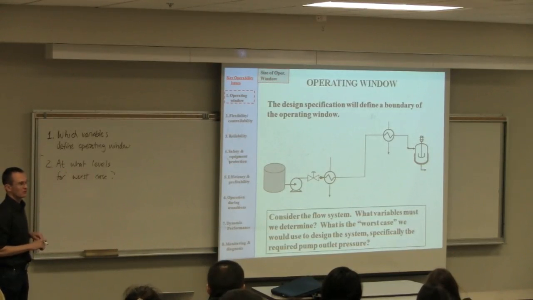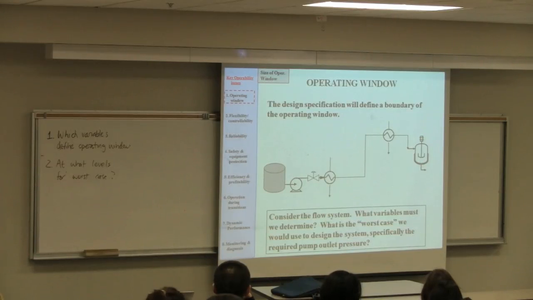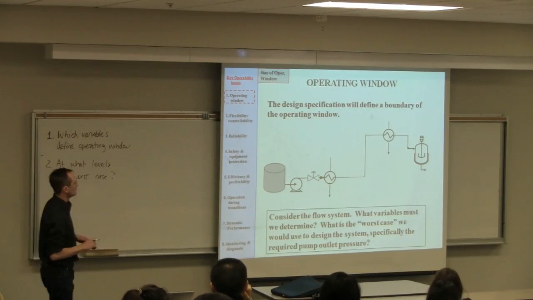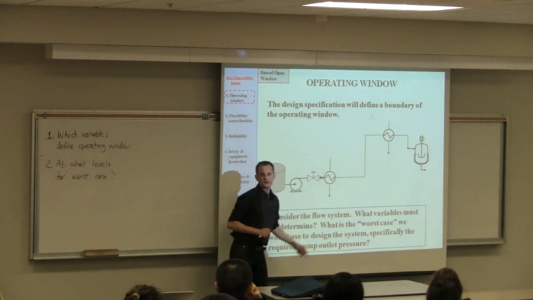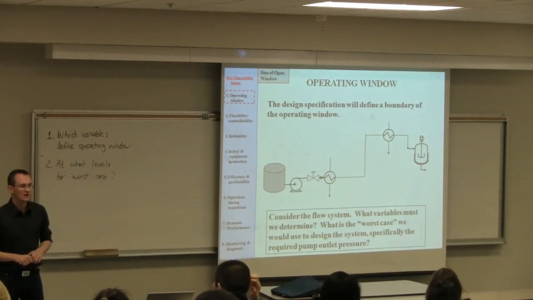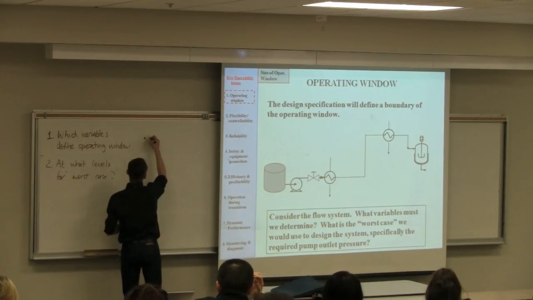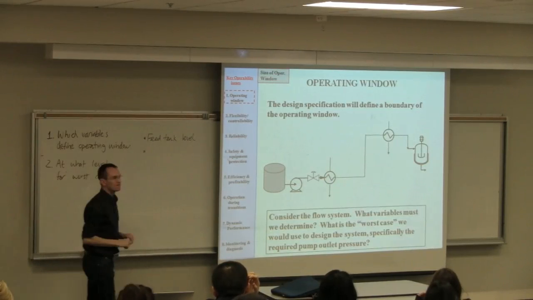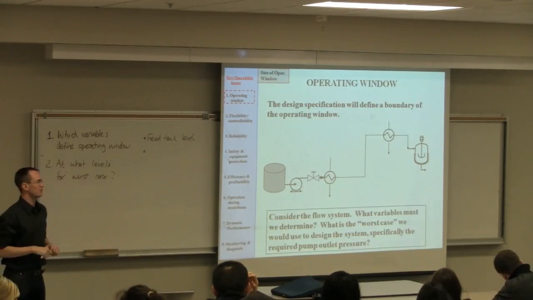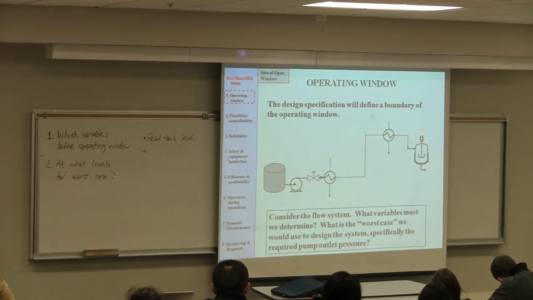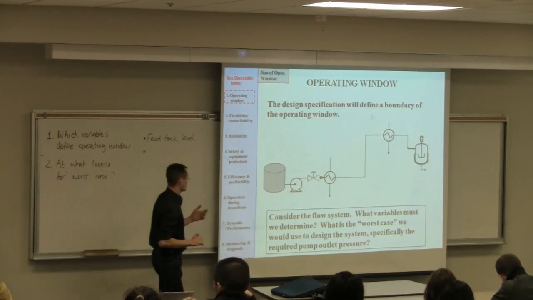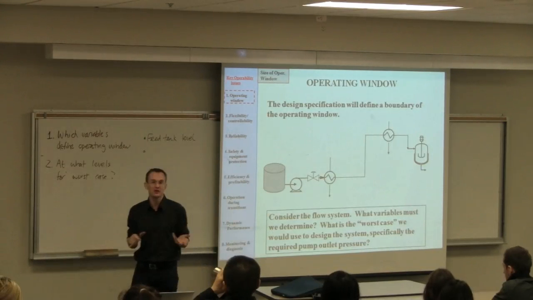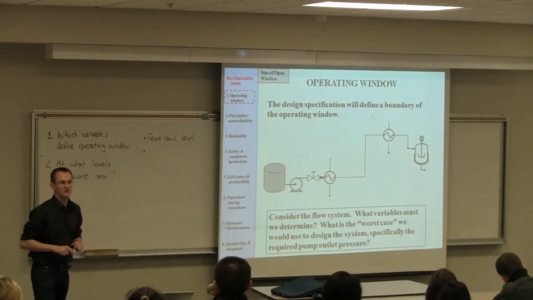So we're looking at flow again. So flow is not going to be affected by composition. Level in the feed tank. So all the things from your fluid flow course that were important. So pump speed. Pumps are normally set to run at fixed speed. So we'll take that variable, it could be considered if we want a variable speed drive, but generally we're operating at fixed speeds.